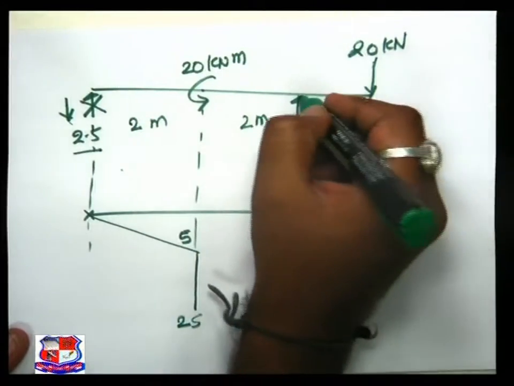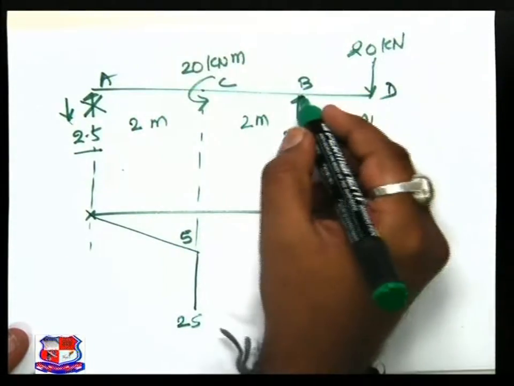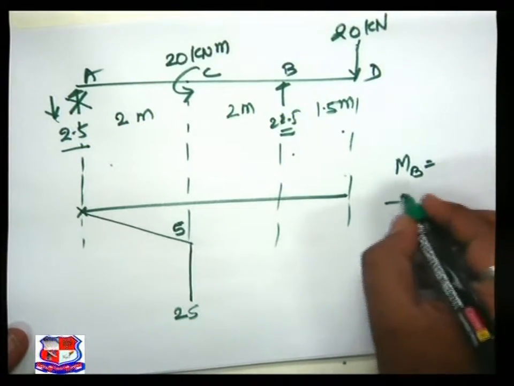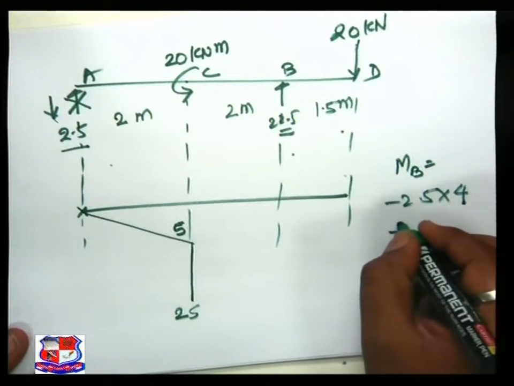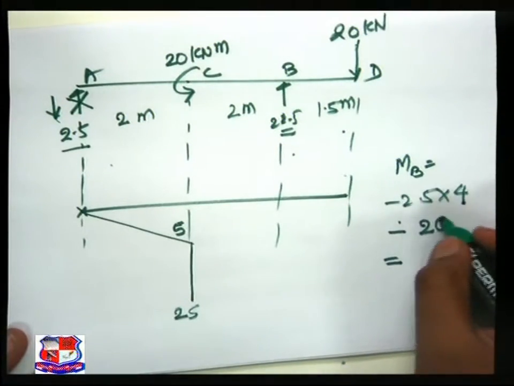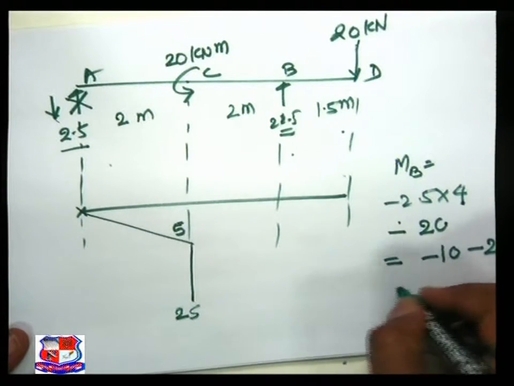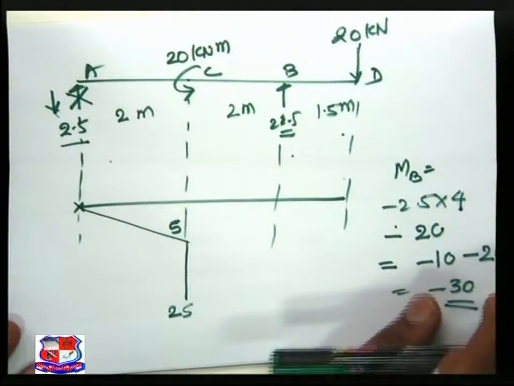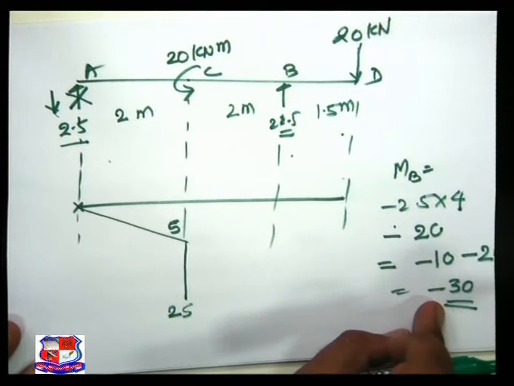When we go to this particular point B, then moment at B is equal to minus 2.5 into 4 minus 20, and we got that value of minus 10 minus 20, that is minus 30. So we got the ordinate over here which is minus 30. Once again minus 30, that is below baseline.